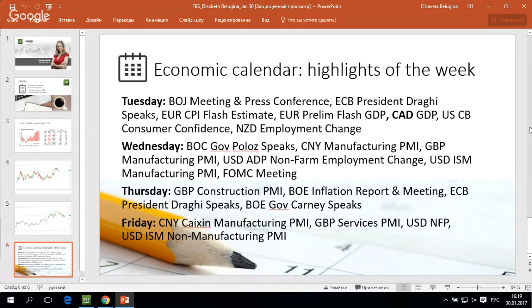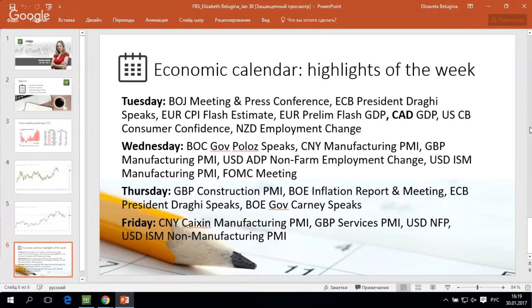And have a look at the ADP non-farm employment change on Wednesday and US NFP on Friday. Traditionally, these releases provoke great volatility in the Forex market, and this time there will be no difference from this tradition. And I think that we'll see a lot of volatility, especially in the euro dollar and US dollar, GBP and currency pairs.